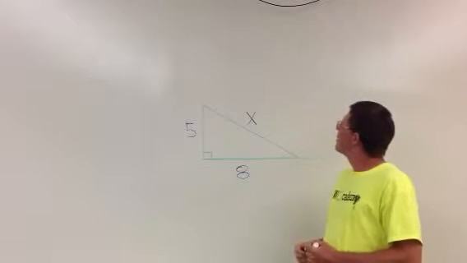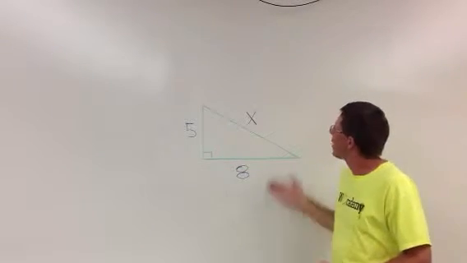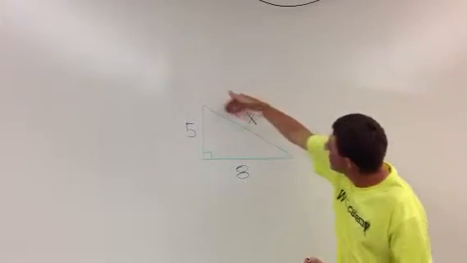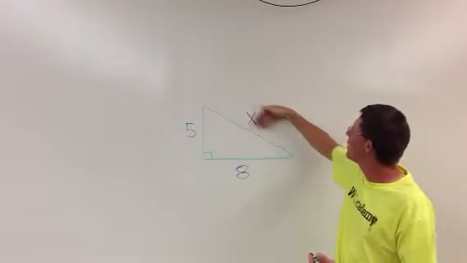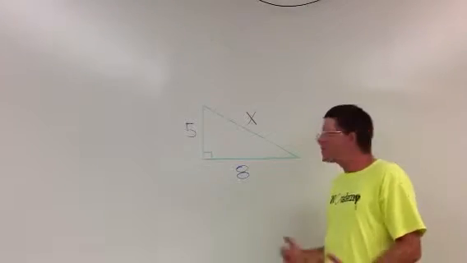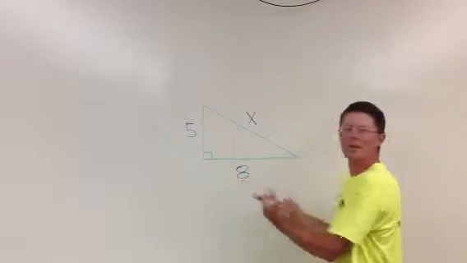Right now we are going to try to figure out what x is. And when I say x, I mean this side right here. We're going to try to figure out how long this side of this triangle is. And to do that, I think we should just take a look at what we've got here and see what we are looking at.